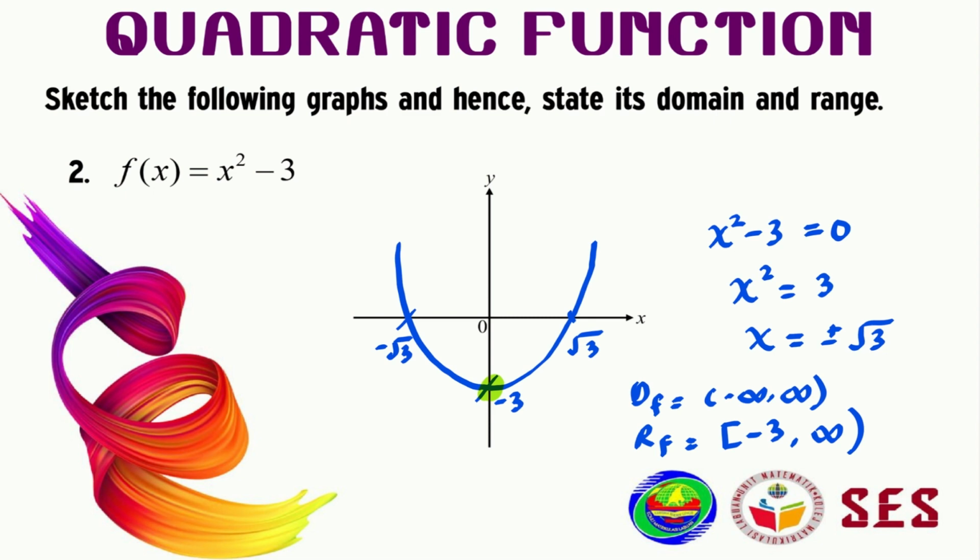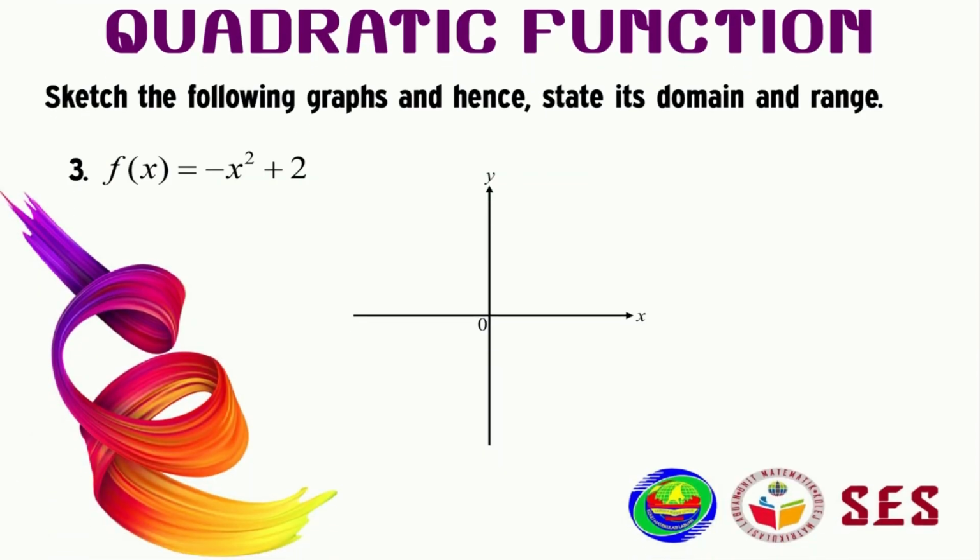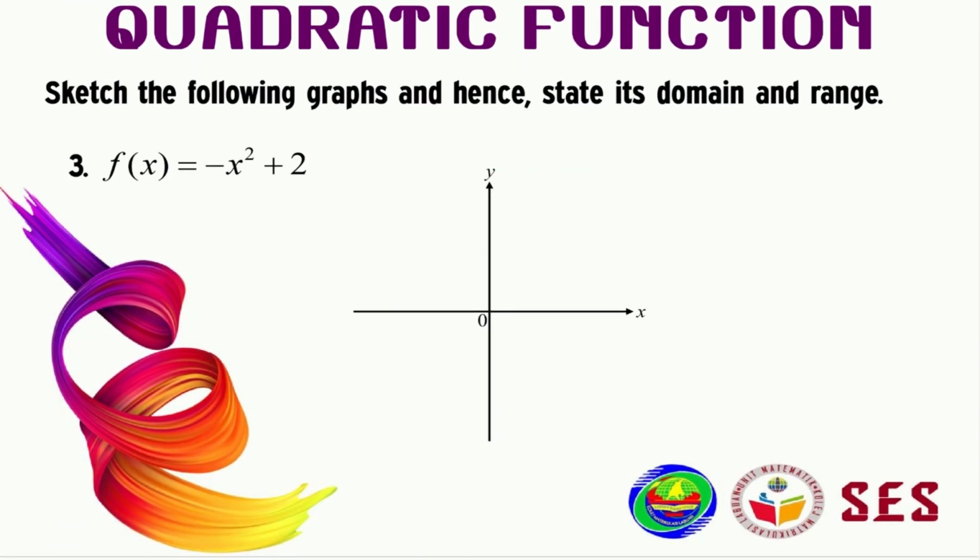Alright, question number 3. We have f(x) equals negative x squared plus 2, and we will leave this for you to do on your own. The answer for this question will be shown in our next video.